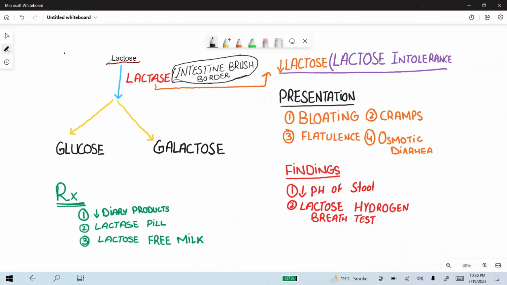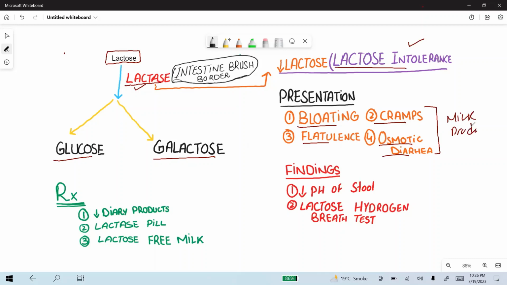Lactose is a carbohydrate that is digested by the lactase enzyme. This enzyme is present in the intestinal brush border. Lactose is digested by lactase and split into glucose and galactose. What happens in lactose intolerance? The lactase enzyme is deficient. So the patient presents with bloating, cramps, flatulence, and osmotic diarrhea after ingestion of milk products.